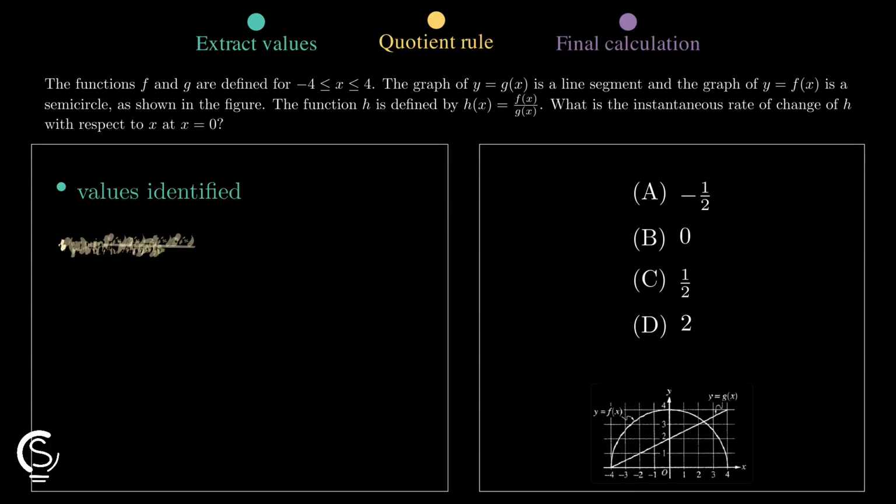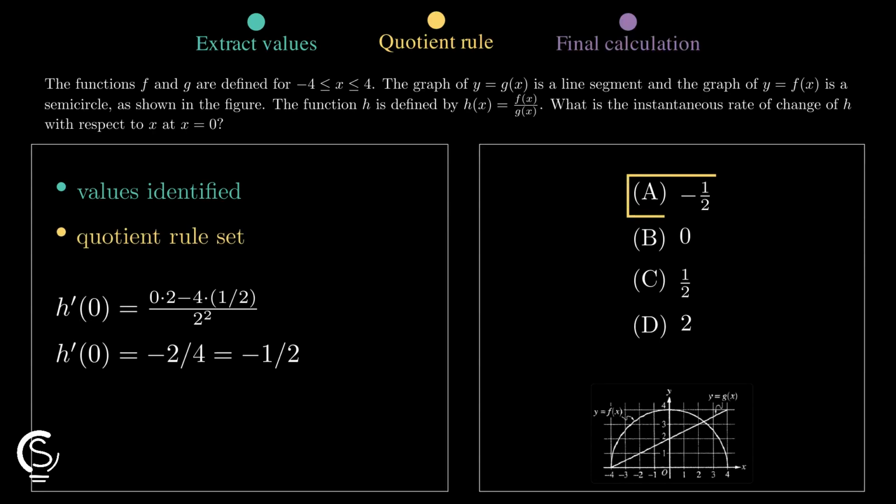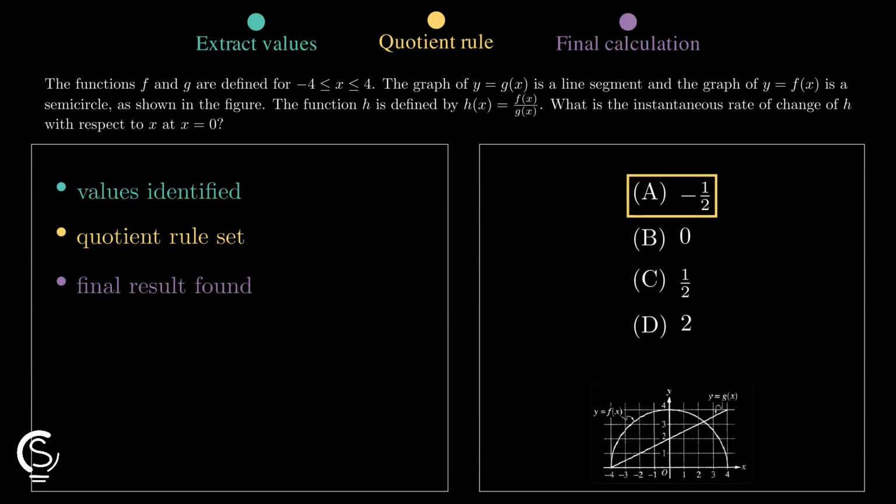Finally, plug in our values at x equals 0. We get 0 minus 4 times 1/2 divided by 2 squared. This simplifies to negative 2 over 4, or negative 1/2.